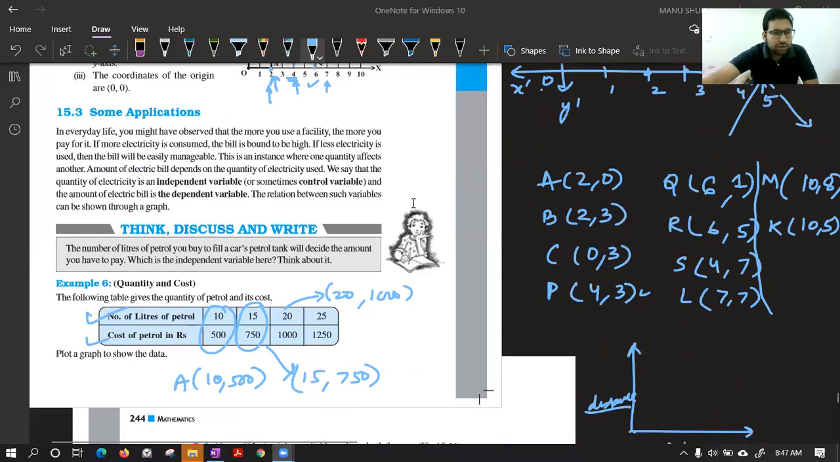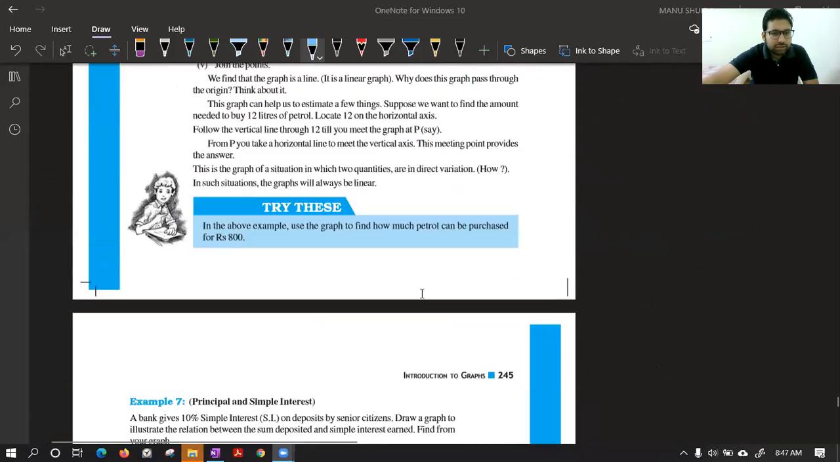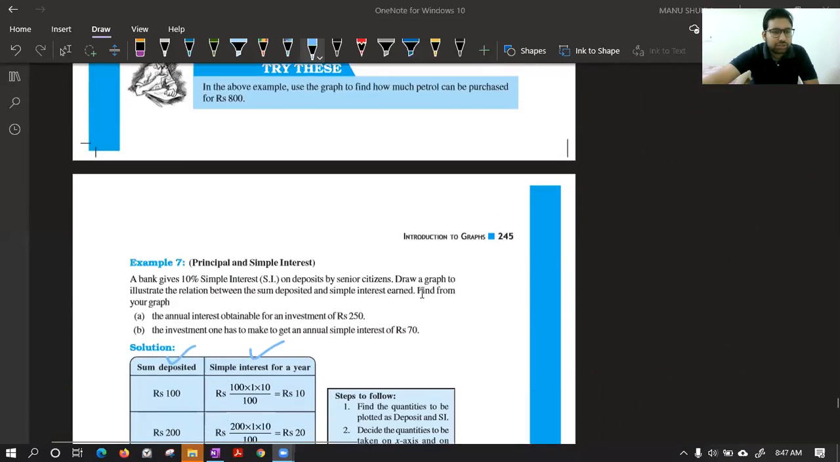Now, example number 6, I think I have discussed with you. This was done yesterday. We will discuss example number 7, in which we have principal and simple interest. They are saying a bank gives 10% SI. A bank is giving 10% SI. Let me take it here and start the question. Example number 7. Let us try to see what they are saying.